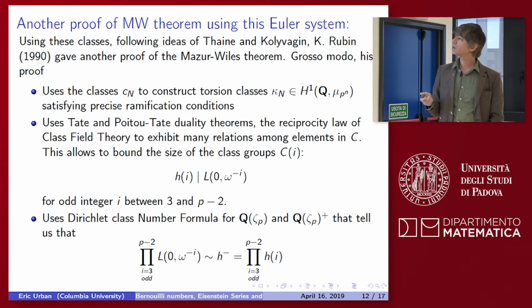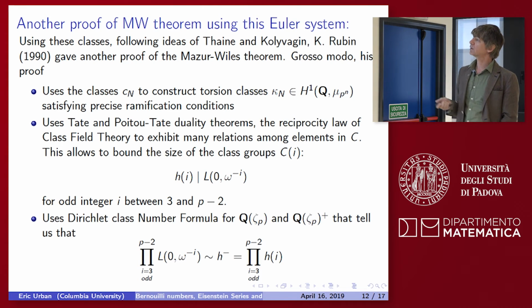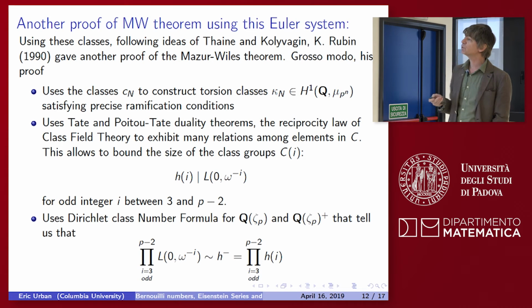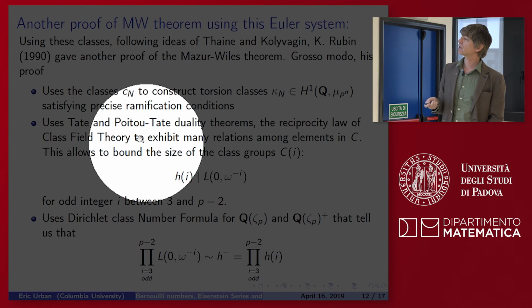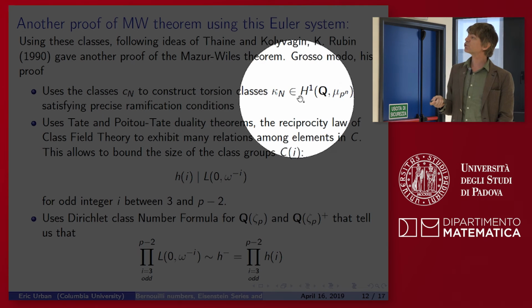So the point is that there is another proof of the Mazur-Wiles theorem that was explained by Karl Rubin using ideas of Thaine, Francisco Thaine, and Kolyvagin. And so the proof works as follows. I mean, the main ideas are as follows. So you have to use those classes Cn to construct torsion classes.